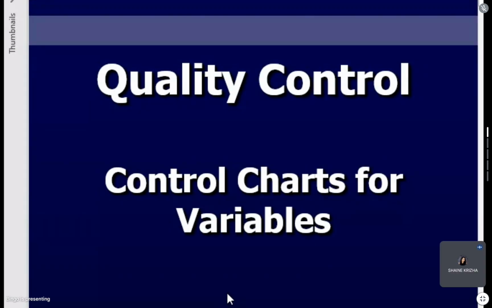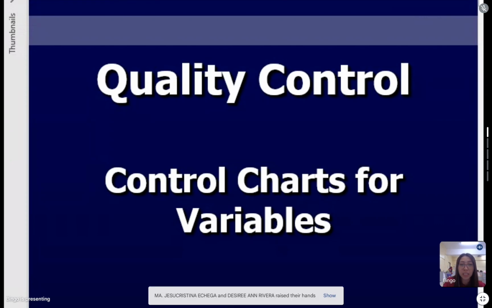A variable is represented po by X or Y or letters na pwedeng mag-represent as a variable. Yes, that could be. Say for example, let X be the number of, let Y be the number. Okay, that is already also a variable. Okay, another. Any idea? Yes, Maria Jesus Christina.